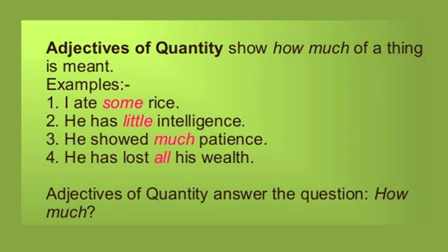He showed much patience. Now again, patience is an abstract noun. We cannot count it. The word much tells us about this word patience. So how much patience? Much. Therefore, the word much is an adjective of quantity. He has lost all his wealth. Now how much wealth? All. So remember, adjectives of quantity answer the question how much.